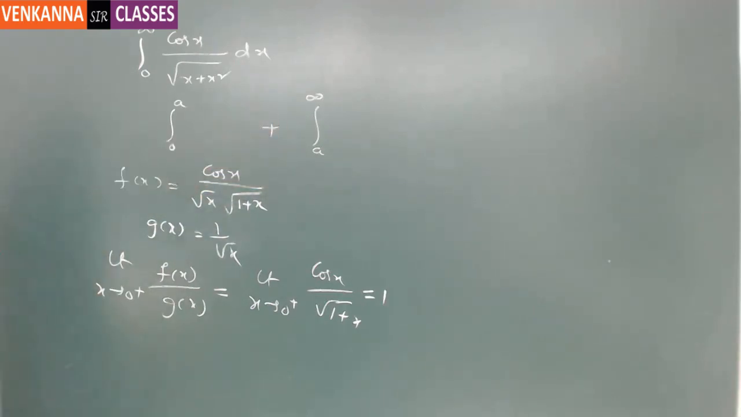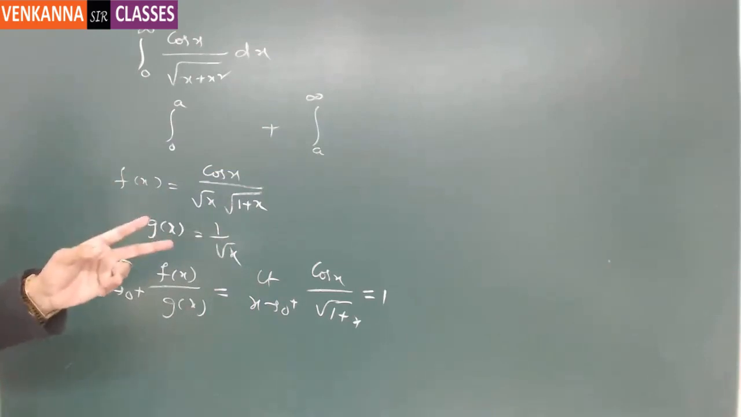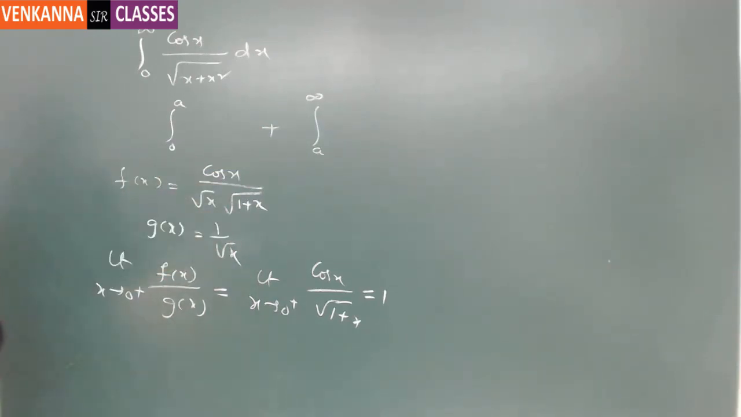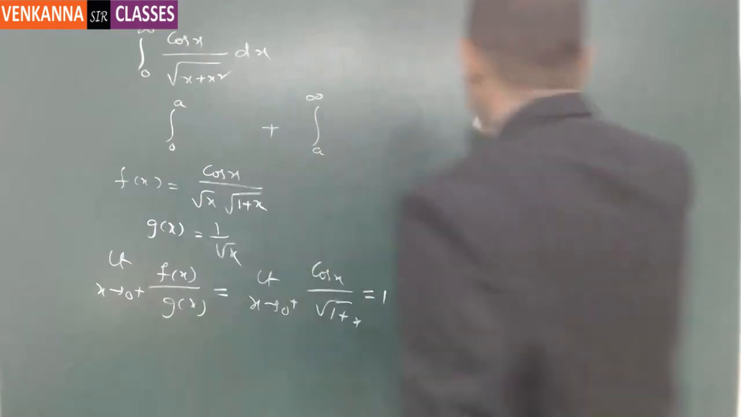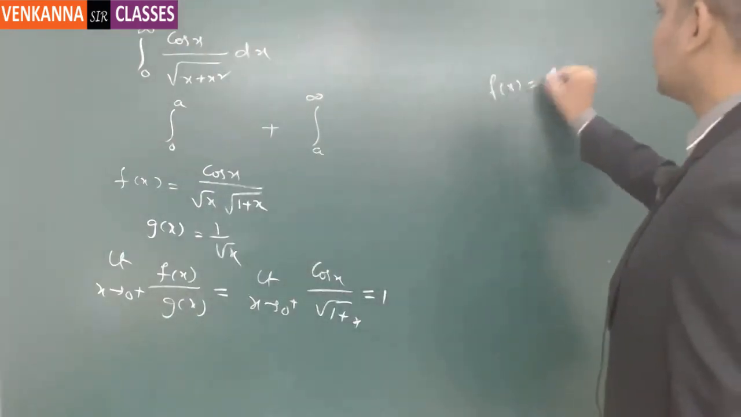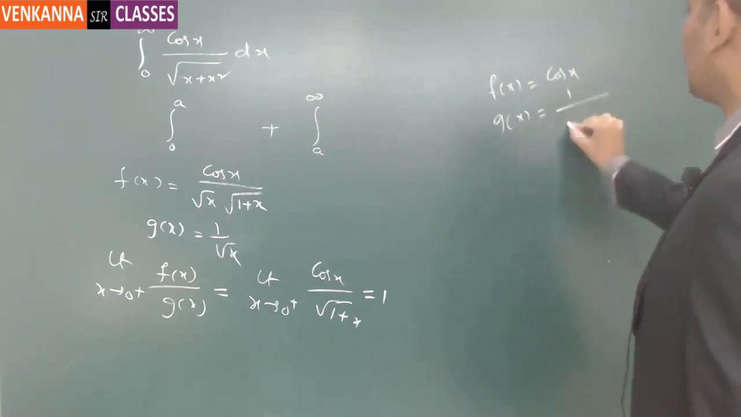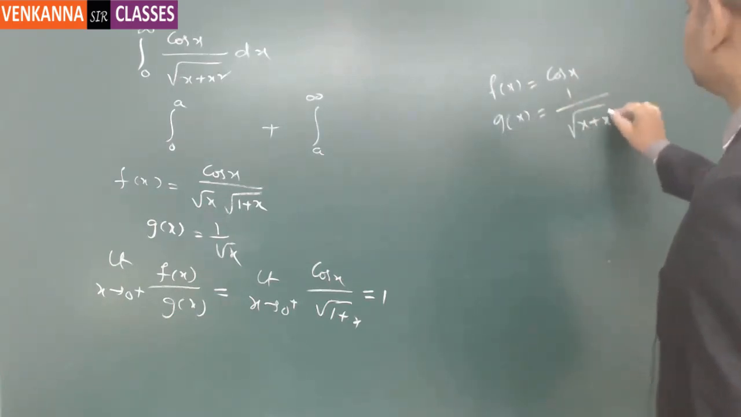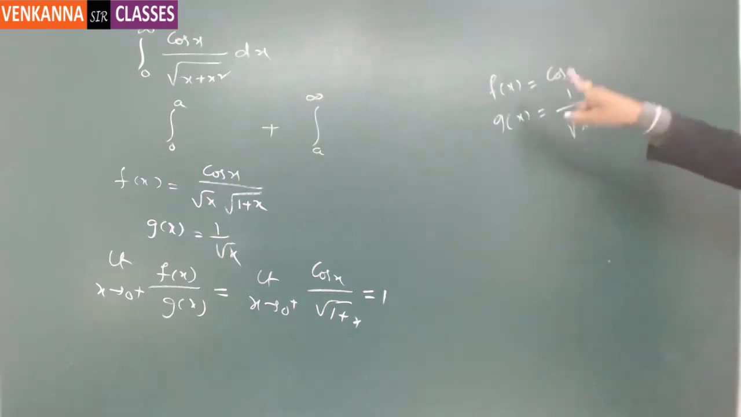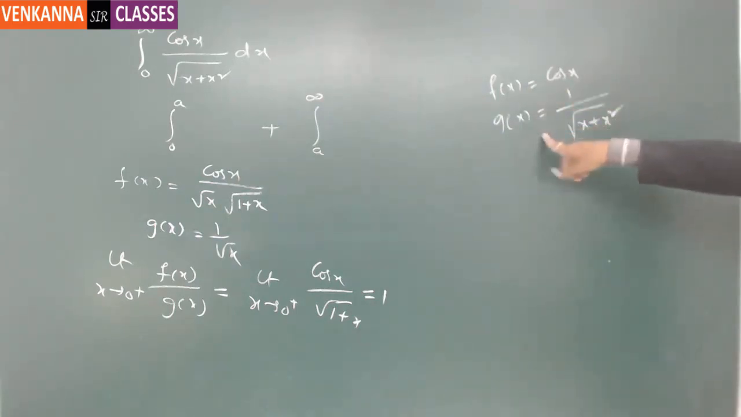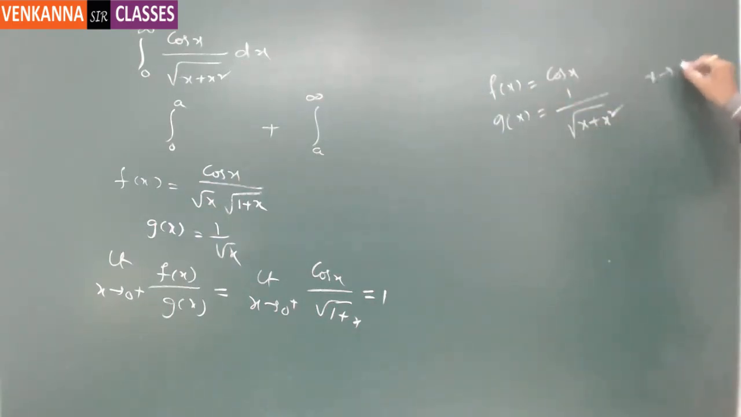Integral a to infinity of cos x by root of x plus x square. Since it contains two functions, we are using the Dirichlet test here. So let us take f of x equal to cos x and g of x equal to 1 by root of x plus x square. And we know that g is a monotone function, it is bounded. If you apply x tends to infinity, g will tend to 0. So g always satisfies the condition. Now let us come to f.